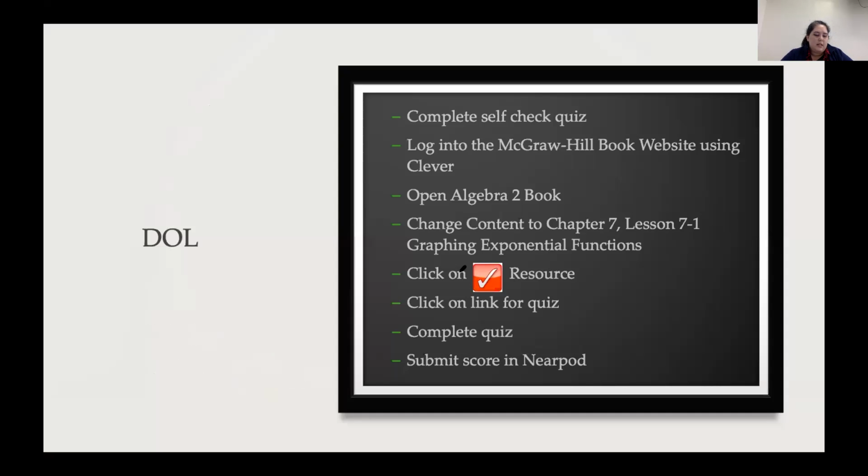Pretty much that's it. There is the DOLs online in the book website. You are welcome to go ahead and attempt it. But that is all I have for you today. It's a very short lesson. It was one that was meant for you to be able to do on your own in case of me not being here for testing or you missing class because of testing. It was planned this way.